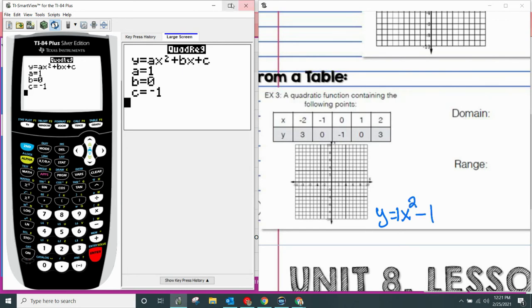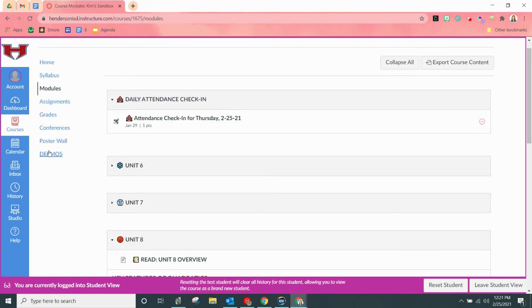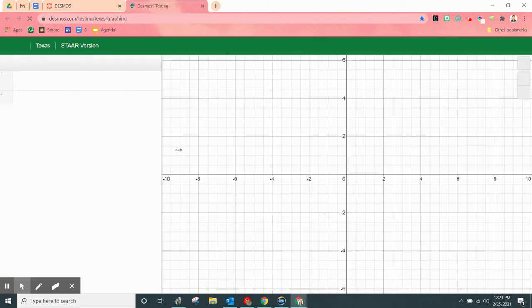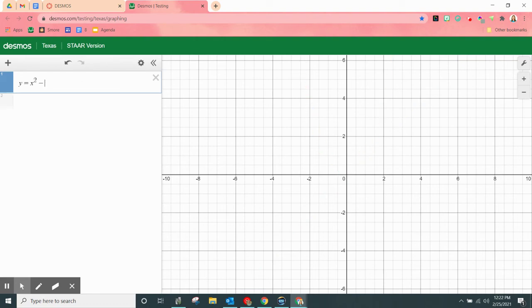So I'm going to type that in Desmos. If you can't remember where Desmos is, it's linked in my Canvas course here, and you can click Open in a new tab. So y equals x squared minus 1. Okay, so here is my picture.